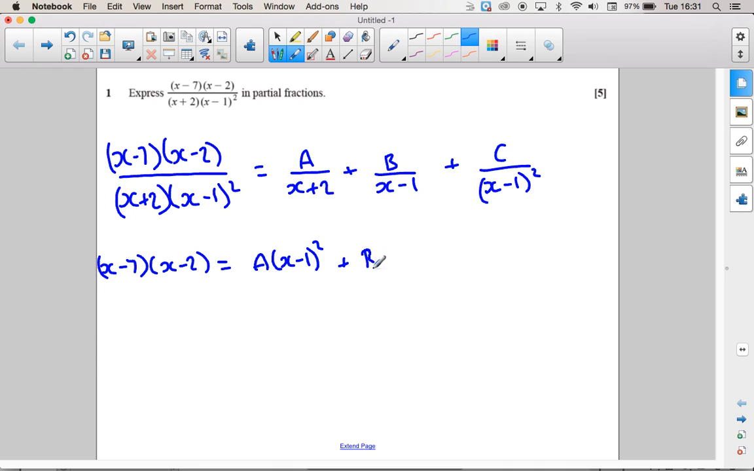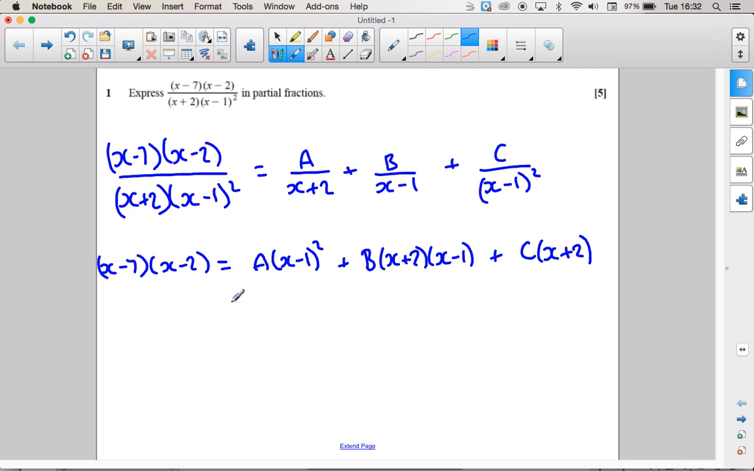For the B term, one of these brackets will cancel with this one, so I'll have an x plus 2 term and I'll have one x minus 1 term. And with the C, when I times by this, the x minus 1 squared terms will cancel and I'll just be left with x plus 2. Now it's going to be easier to work out A, B and C because we've got no fractions.